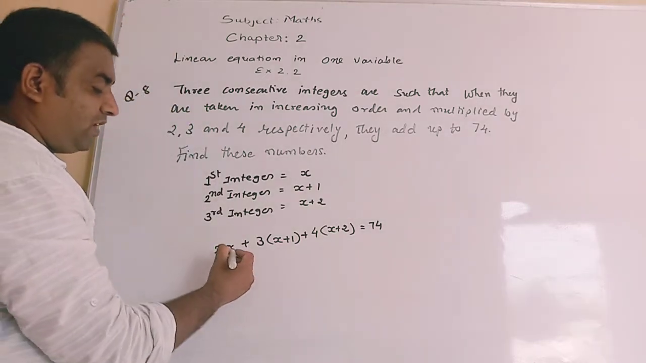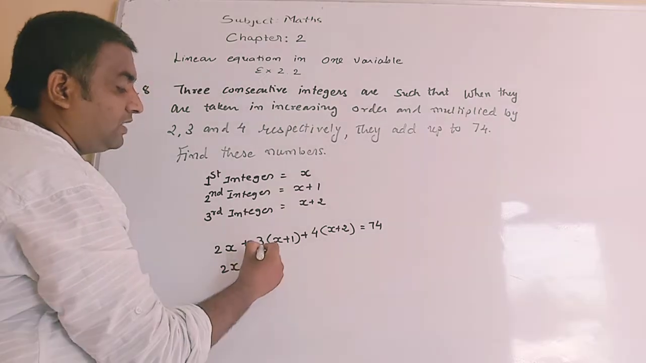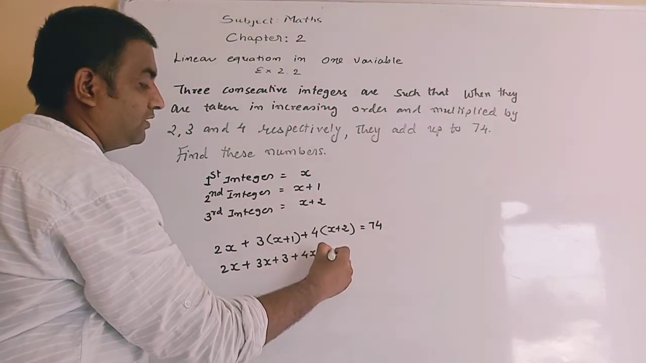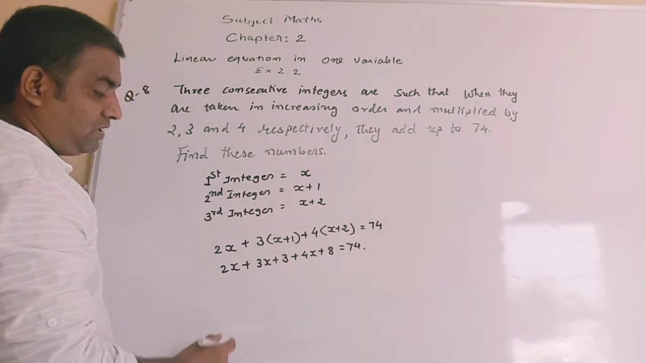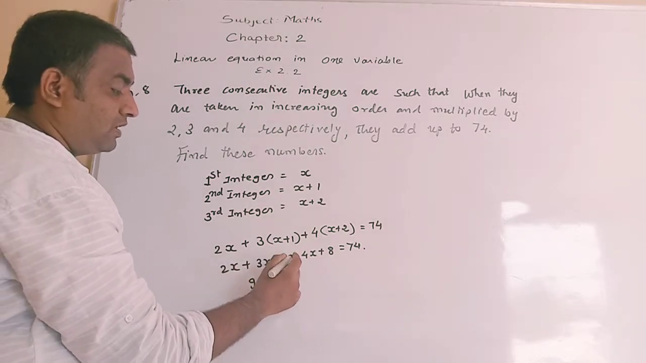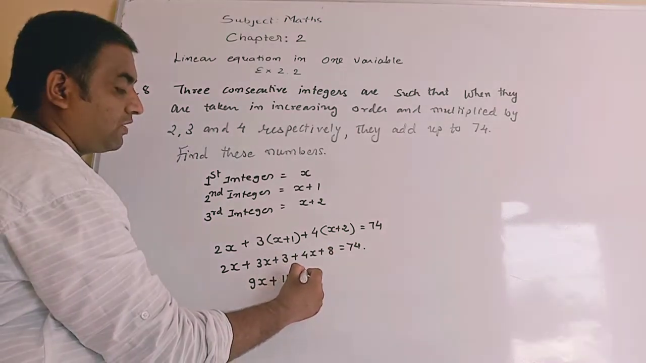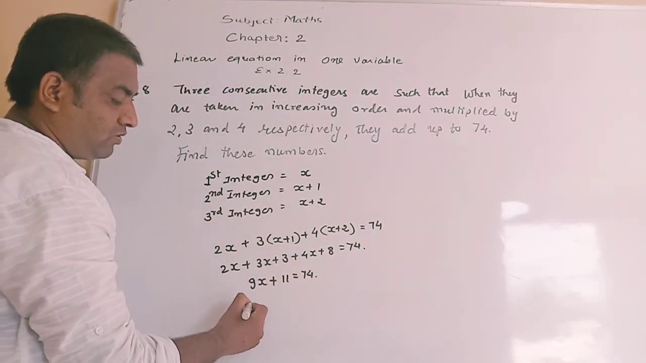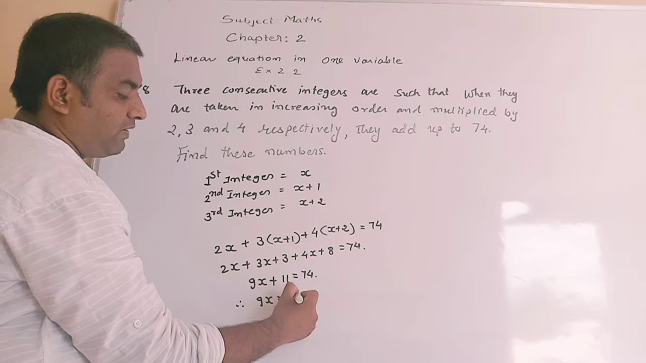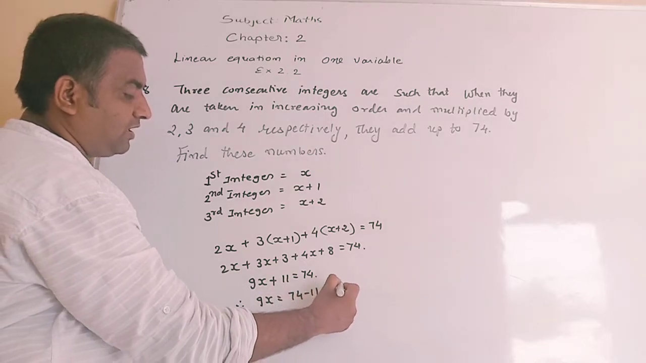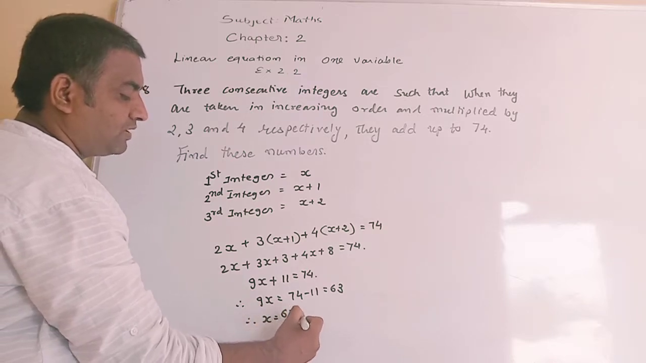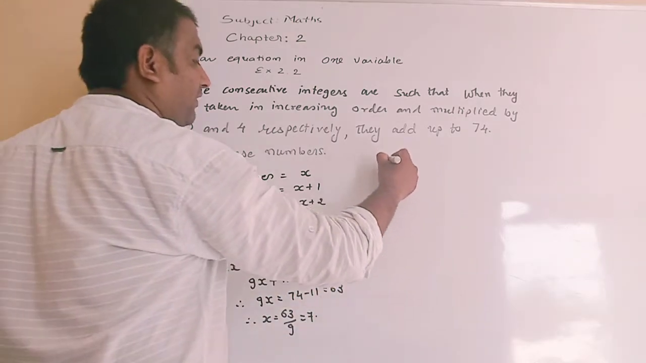To solve this equation, we open the brackets: 2x plus 3x plus 3 plus 4x plus 8 equals 74. So 2 plus 3 is 5, 5 plus 4 is 9, so 9x plus 8 plus 3, 11, equals 74. We take 11 from the left-hand side to the right-hand side: 9x equals 74 minus 11, that is 63. So x equals 63 divided by 9, which is 7. So we got x as 7.